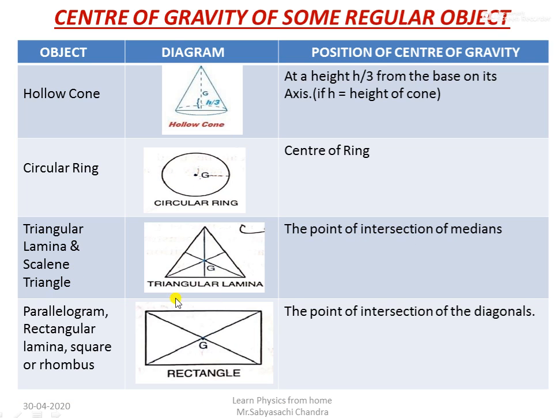Triangular lamina, the point of intersection of all three medians is the center of gravity. In case of parallelogram, rectangular lamina, square or rhombus, the point of intersection is the crossing point of the diagonals. Okay, these all shapes are very important. Sometimes in examination, this kind of question is very frequent, that some regular shapes are given, and you will be asked where will be the center of gravity for that particular shape. Okay.